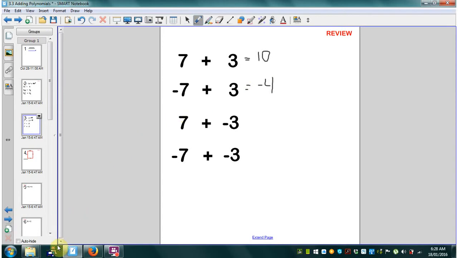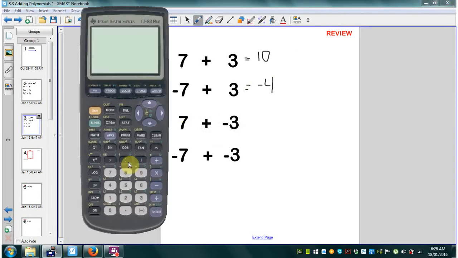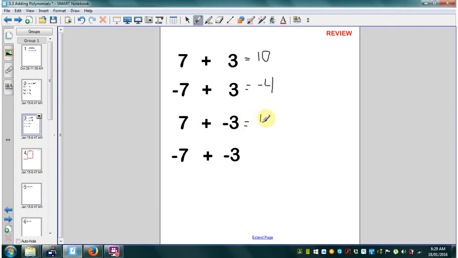And you should be pretty comfortable with that. If not, you can always go to your calculator and try it out here. So negative 7, remember our negative sign is here, not subtract, here. So negative 7 plus 3, negative 4. 7 plus negative 3 is going to be a positive 4.